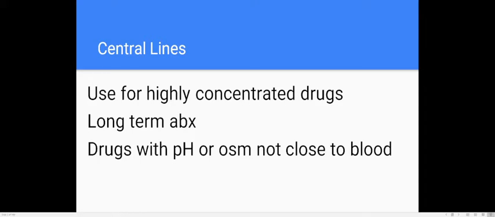Do you know? Do I know what central lines are used for? Yeah, like why you would use it for drugs with pH or osmolarity not close to the blood? Probably read it, but I don't remember. Care to explain? I was just asking you because they didn't teach us the why for this part in pharmacy. They just taught us, hey, this is when you use this. Cool. This sounds like another topic for another video.